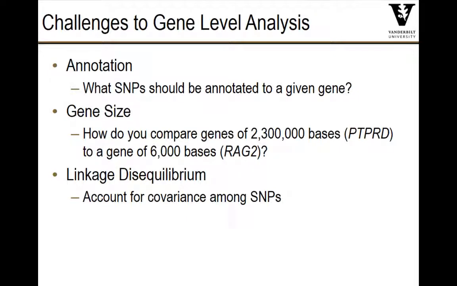Some of the issues you kind of have to consider as you're doing a gene level analysis is, how do I compare a gene of 2 million bases to a gene that only has 6,000 bases if I'm using SNP data to evaluate that gene? And then how am I going to account for the covariance between SNPs? There's a lot of tools that have already been developed that kind of tackle these three issues. And I'm going to show you some of the solutions, but there are better solutions as well.